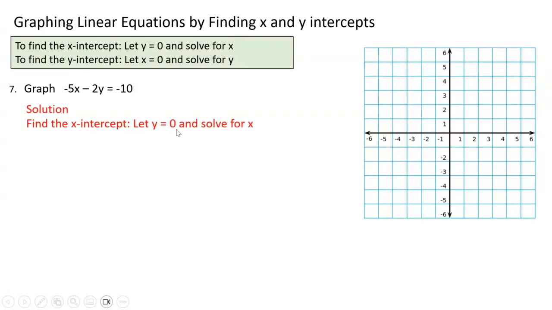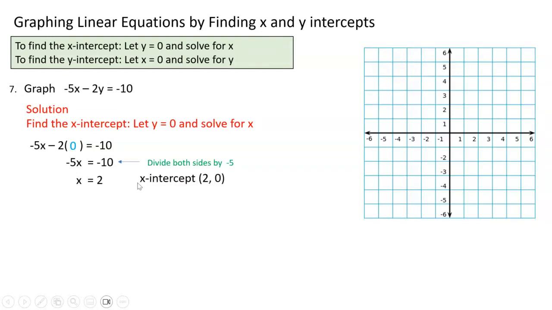So find the x-intercept. You let y equal 0 and solve for x. Again, this is a rule: to find the x-intercept, we let y equal 0 and solve for x. So we're going to plug in 0 for the y. This becomes -5x equals -10. We divide both sides by -5, and x equals +2. So the x-intercept will be 2, 0. So to plot it, we're going to go to 2, 0, so we're going to go to the graph, and the x is 2 and the y is 0, so it's going to be right there where the red point is. Now we're going to find the y-intercept.